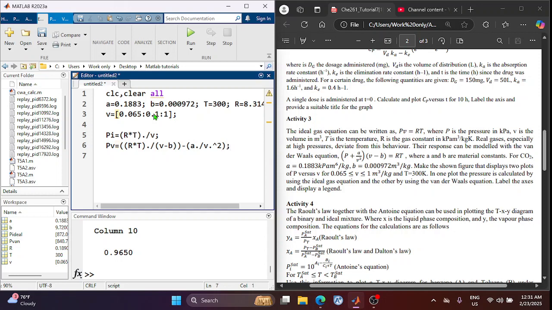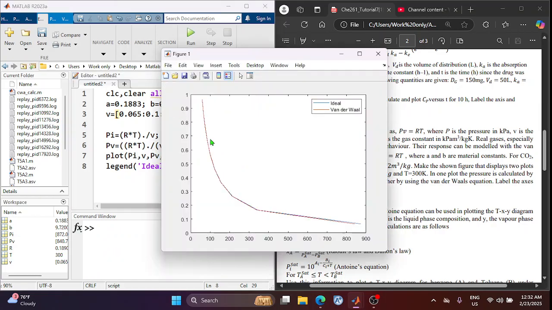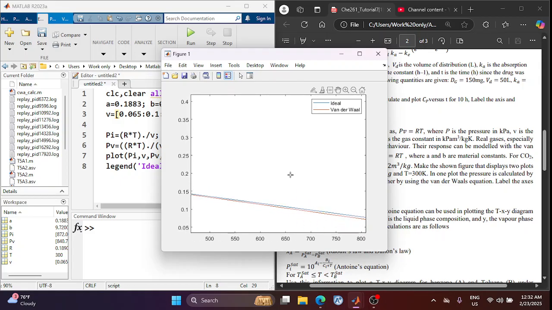If I want to plot everything on the same graph, I can type plot Pi against V, then P Van der Waals also against V, right? And then I want to get a legend, so I can say legend, ideal, comma, Van der Waals. Okay, if I run this, I'm going to get my graph this way. I realize that as we are getting towards the end of the graph, there's some kind of deviation starting to happen. You can easily see that the two lines start to separate out a bit. The ideal one is in blue, the Van der Waals is in orange.